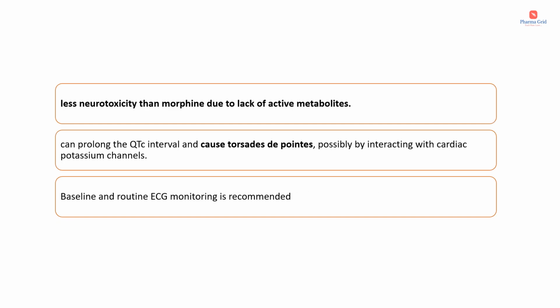Methadone produces less neurotoxicity than morphine due to the lack of active metabolites, because morphine produces two active metabolites. Methadone has no active metabolites. Because of this, methadone will produce less neurotoxicity. Then methadone can prolong the QTc interval and can cause torsades de pointes, possibly by interacting with the cardiac potassium channels. So as a result, baseline and routine ECG monitoring is recommended in case of methadone therapy.